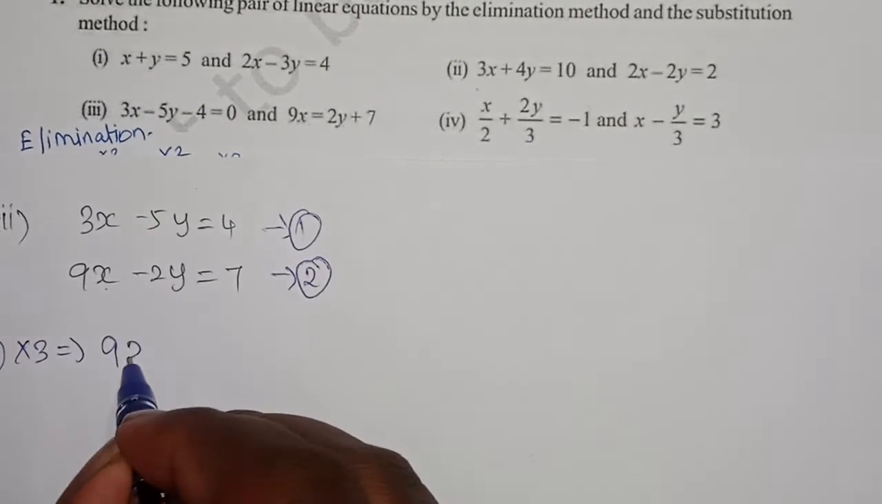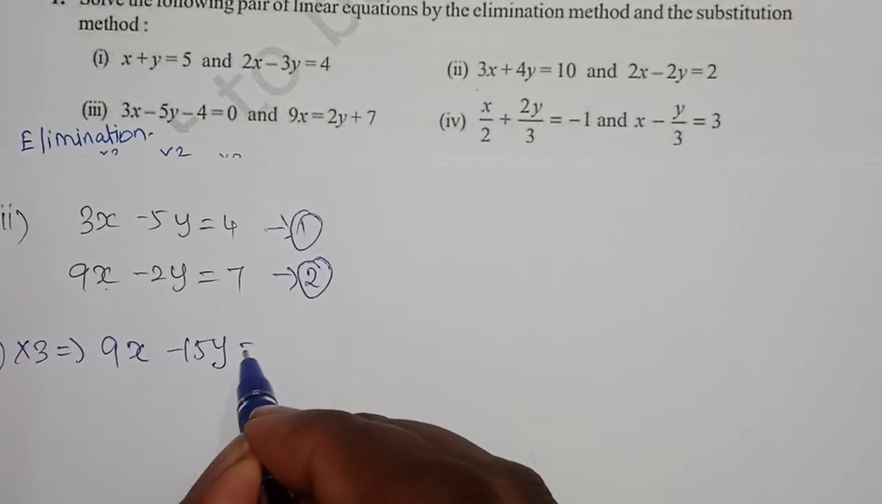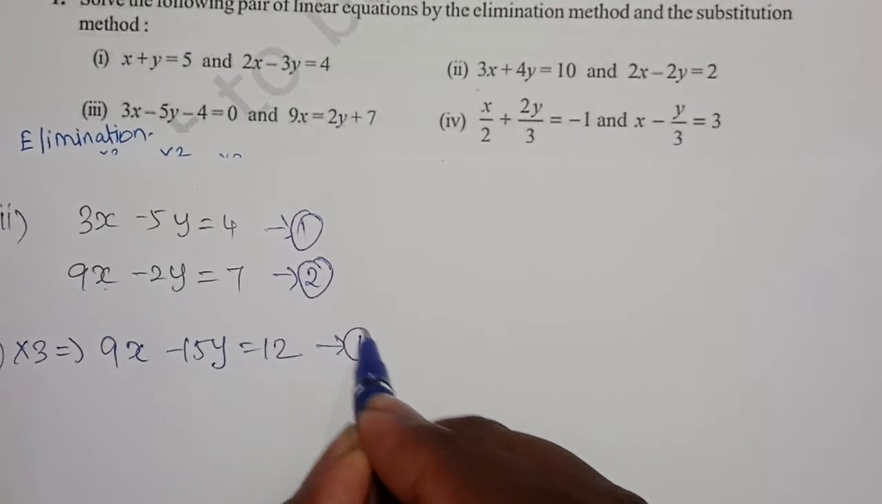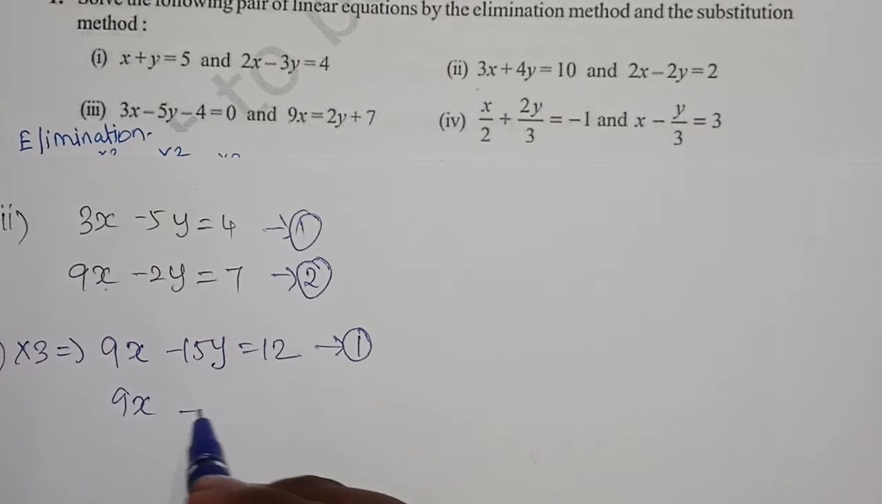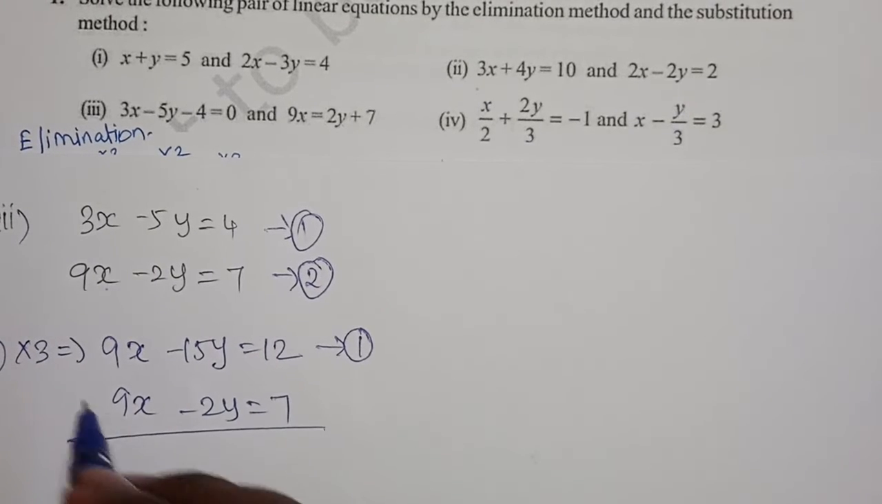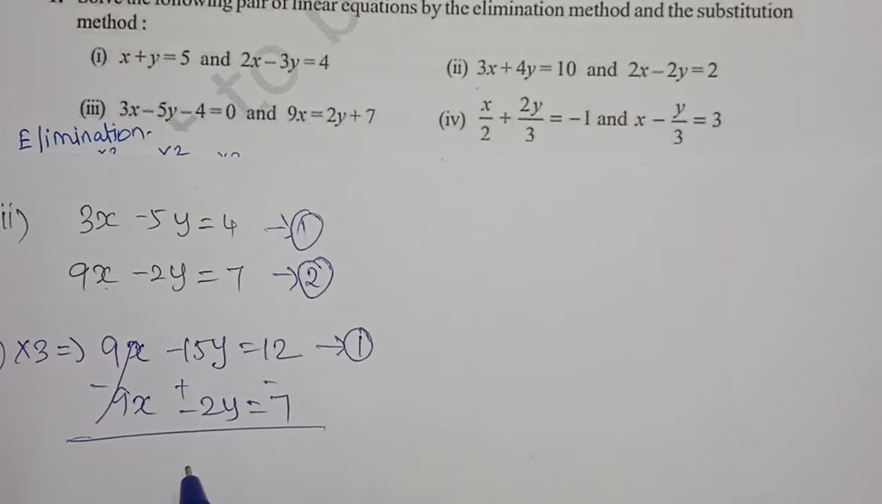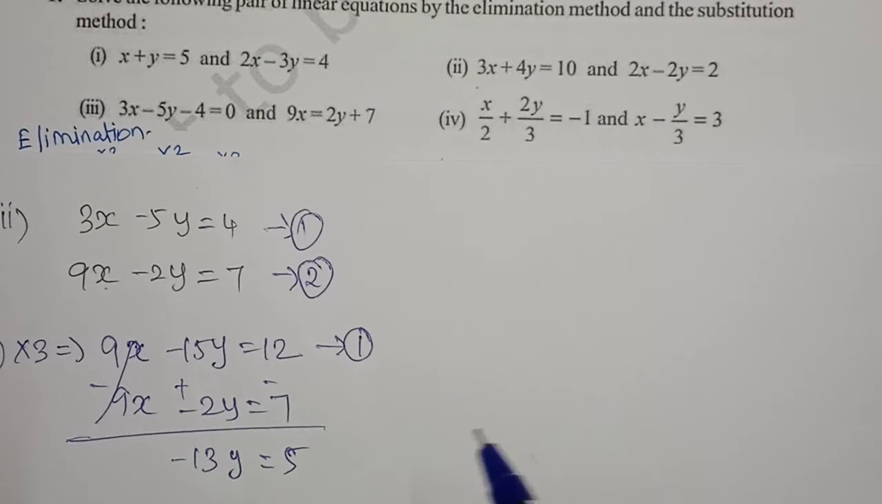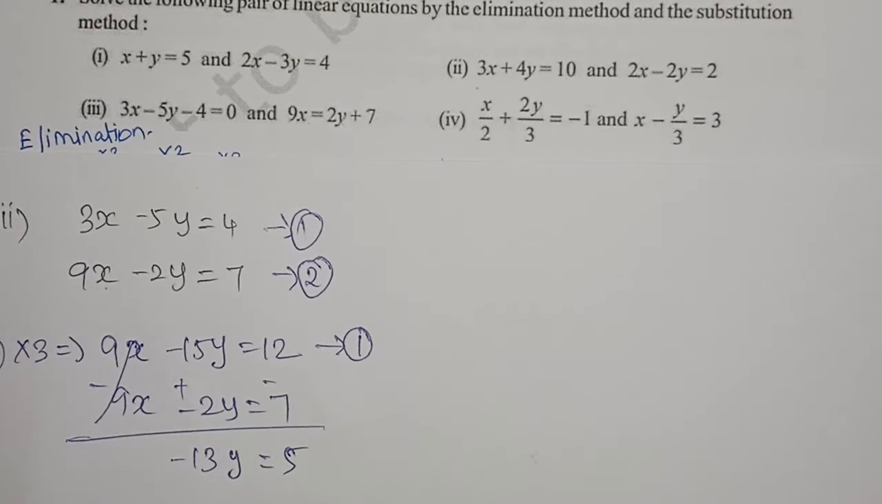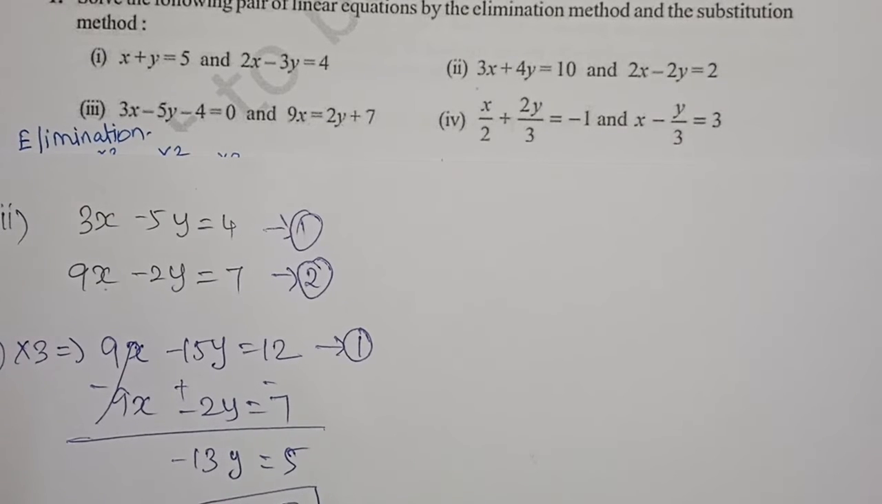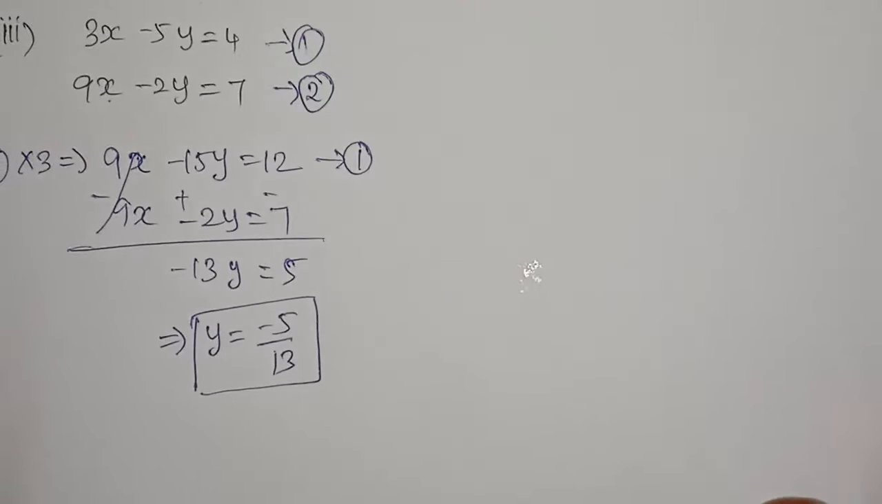We get 9x minus 15y equal to 12. This will be the updated equation number 1. The second equation is 9x minus 2y equal to 7. Therefore, changing the sign, we get minus 13y equal to 5. Therefore, y equal to minus 5 by 13. Okay, we got the value y equal to minus 5 by 13.